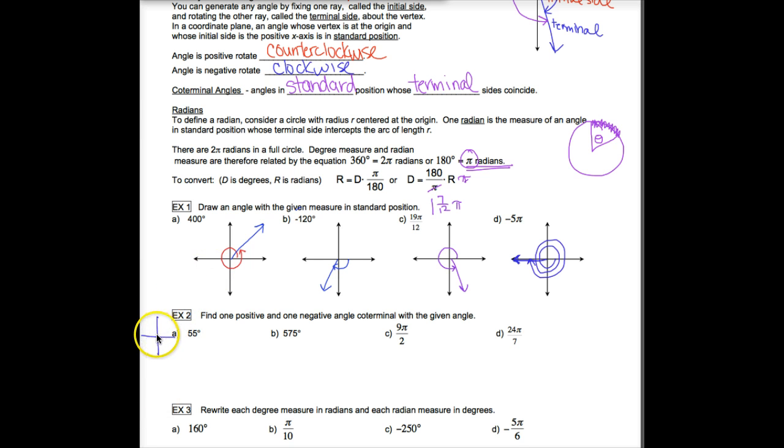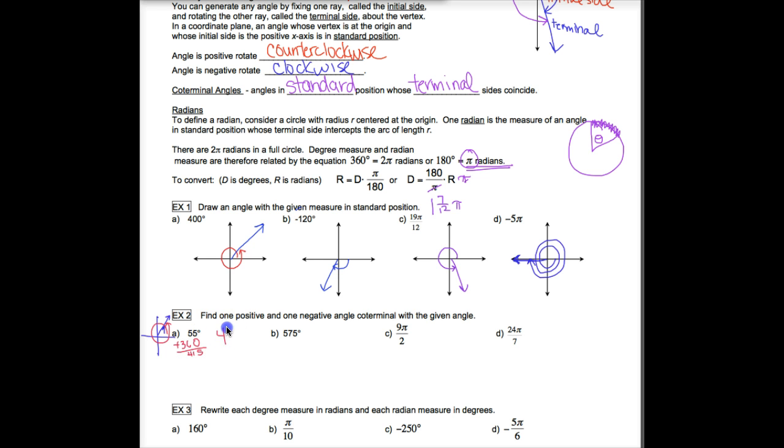So I like to sketch the original to kind of help me visually come up with something that's coterminal. So 55 degrees is a little more than halfway here. So here's my original. If I want a positive angle that is coterminal, all I need to do is go around another full circle. So I go the 55 and then I go another full circle around. So if I take 55 and I add a full circle, which is 360 degrees, that would give me a coterminal angle. So I can add those together, and that gives me 415 degrees.